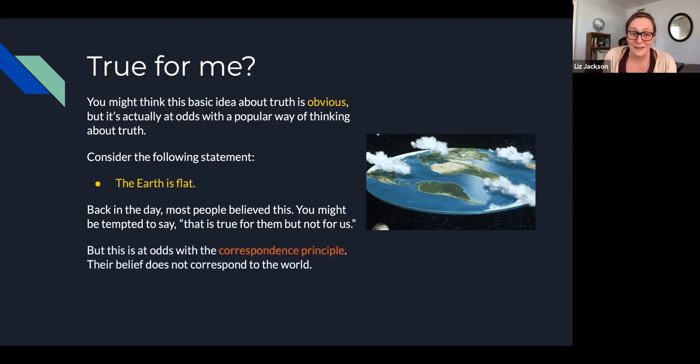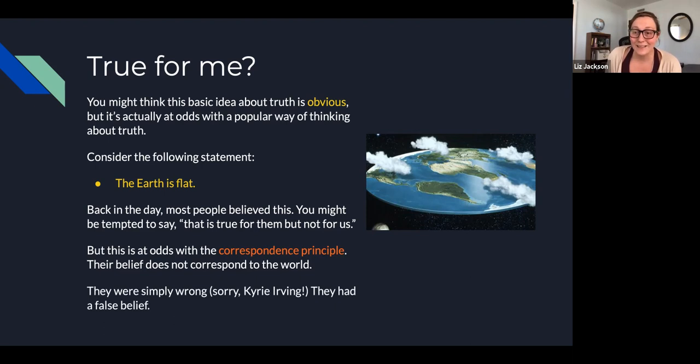The problem is that this is actually at odds with the correspondence principle. And the reason for that is because believing the earth is flat, the statement the earth is flat, does not correspond to the world. And remember, we said something's true when and only when it corresponds to the world. That's what it means to be true. So if the correspondence principle is right, then these people are just simply wrong. They had a false belief. Maybe they had evidence for that belief. Maybe that belief was even rational, but their belief was false. So the correspondence principle is at odds with this popular way of thinking about truth, which is that something can be true for me, but not for you.